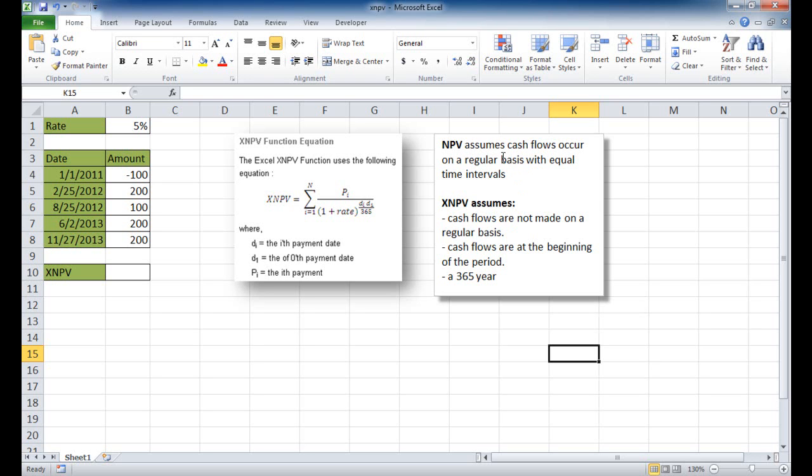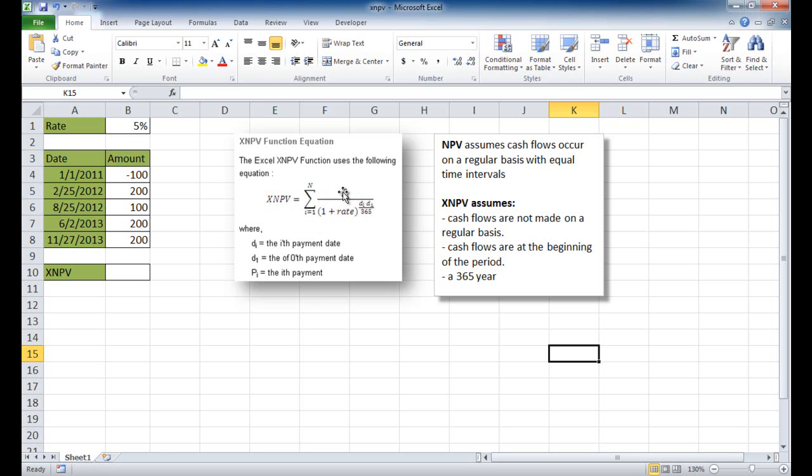So usually with NPV, it assumes that the cash flows are made on a yearly basis, maybe year 1, year 2, year 3. Now with XNPV, there could be 2 payments made in the first year, 1 payment made in the second year, no payments made in the third year, so it varies. Also, the XNPV function assumes that the cash flows are made at the beginning of the period, and it also assumes a 365-day year calculation.